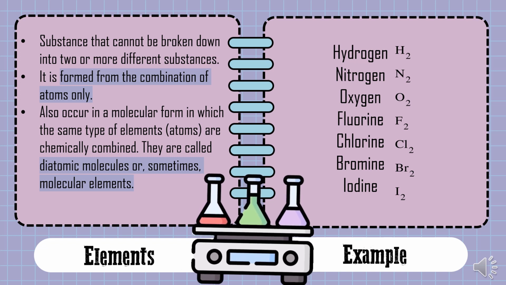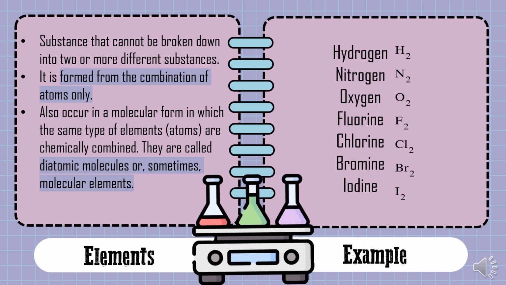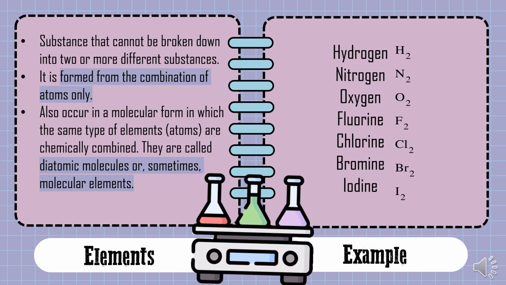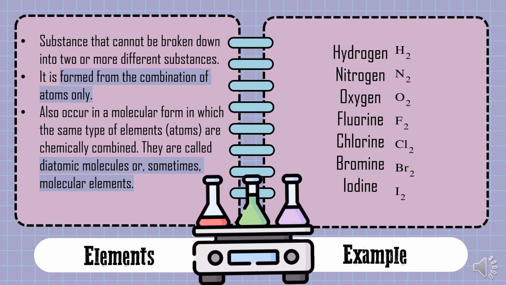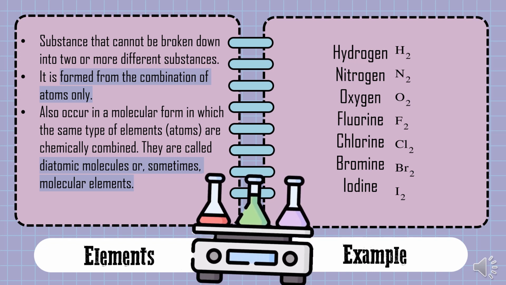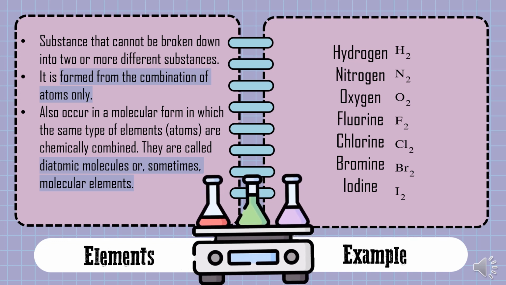So next is elements. An element is a substance that cannot be broken down into two or more different substances. An element is formed from atoms only. It also exists in a molecular form in which the same type of elements are chemically combined. They are called diatomic molecules or sometimes molecular elements. Here is an example of diatomic molecules or molecular elements, which are hydrogen, nitrogen, oxygen, fluorine, chlorine, bromine, and iodine.